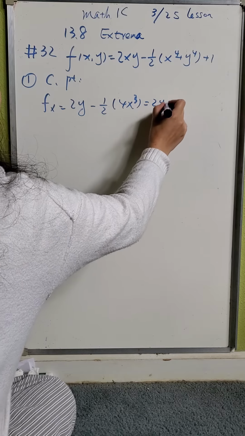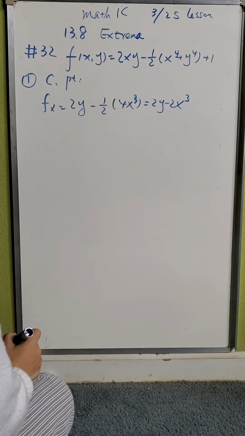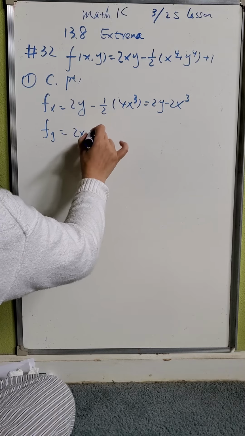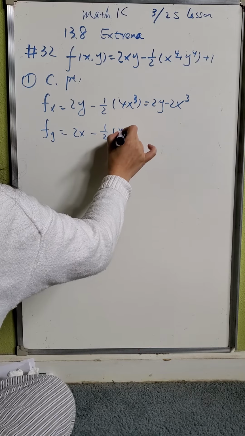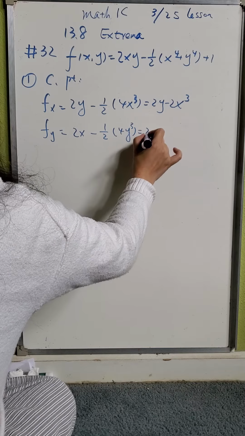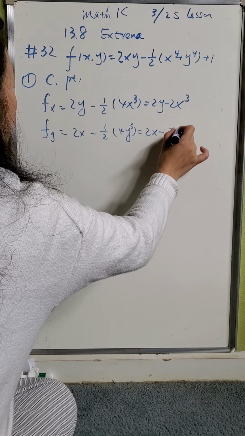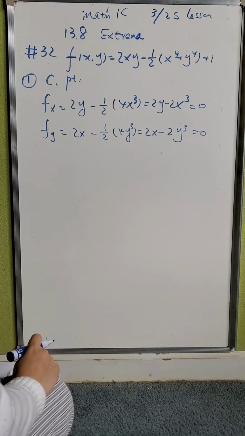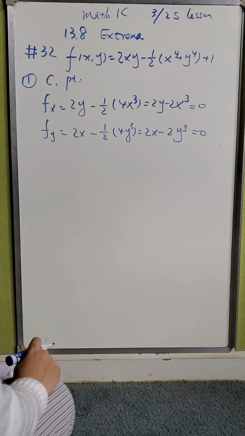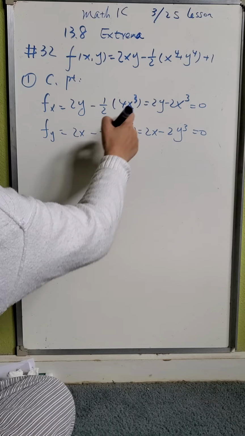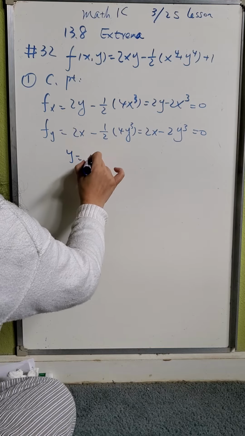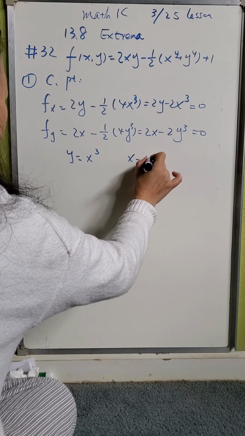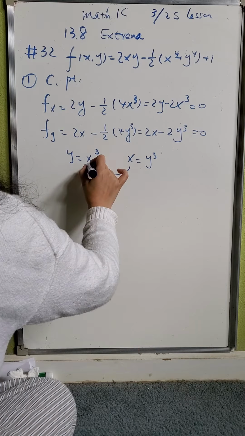So it's 2y minus 2x cubed. And then fy equal to 2x minus 1/2, same thing, times 4y cubed, so it's equal to 2x minus 2y cubed. And we set this equal to 0. And we're going to solve the system of equations, okay? So if you take the first one here, y is equal to x cubed. And you take this one, x equal to y cubed. And put it inside here.